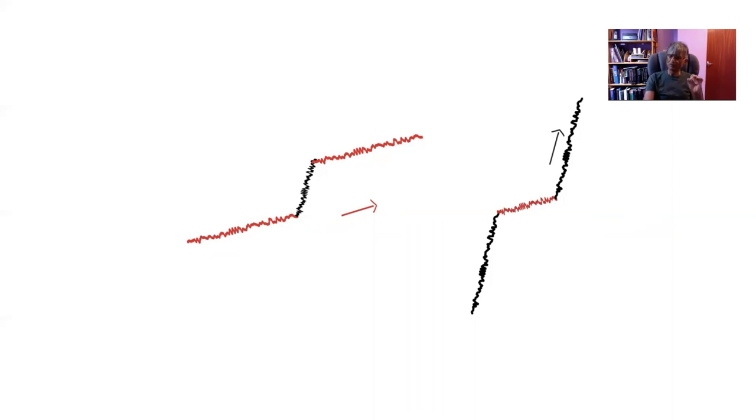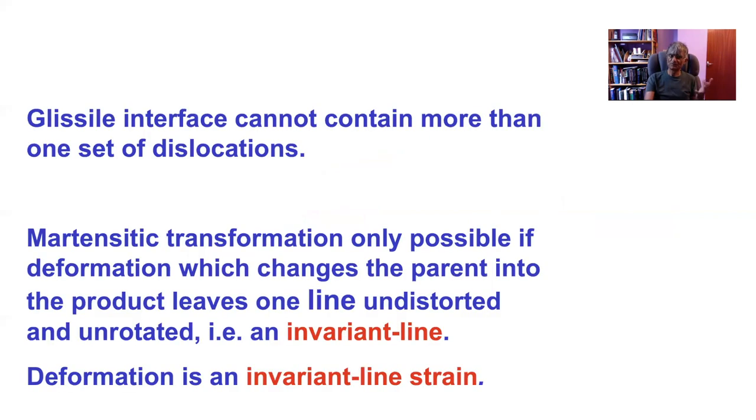So the condition is twofold: the interface must be glissile, that means the Burgers vector of the dislocation must point out of the plane of the boundary, and also we cannot have more than one set of dislocations. So just to summarize, a glissile interface cannot contain more than one set of dislocations. Otherwise, they would interfere and each become sessile.